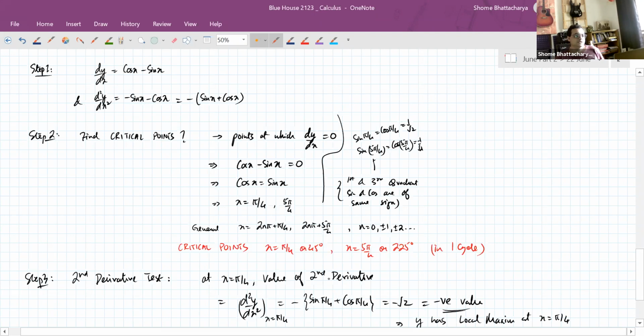Similarly, when we analyze the second point, 5 pi by 4, we will see that it has a local minimum. So now we have found at which points the function is having local maxima and local minima. So we'll put those values of the points back in the function. Remember what was the function? y was sine x plus cos x. And from that, we will find the local maxima and the local minima. I'm just leaving you some time to go through these steps. If you understood up to here, complete the steps for the second critical point also, second derivative test, and from that, calculate the value of local maxima and minima for this function.